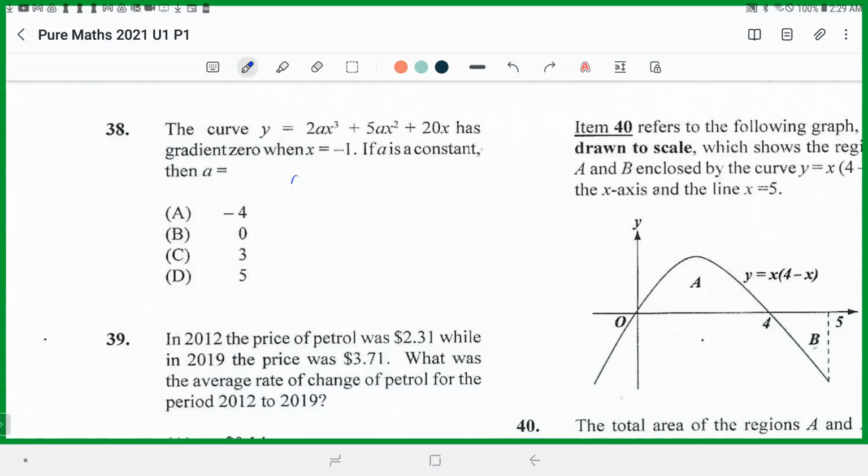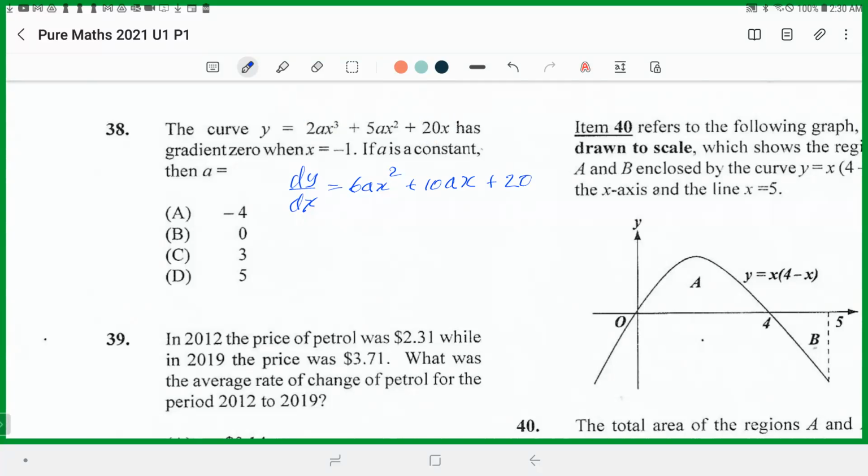So what is the gradient function? Dy by dx is the gradient function. It becomes 6ax squared when we differentiate this. We're going to get plus 10ax. Differentiate this, we get plus 20. Right? And this equals 0 when x equals minus 1.